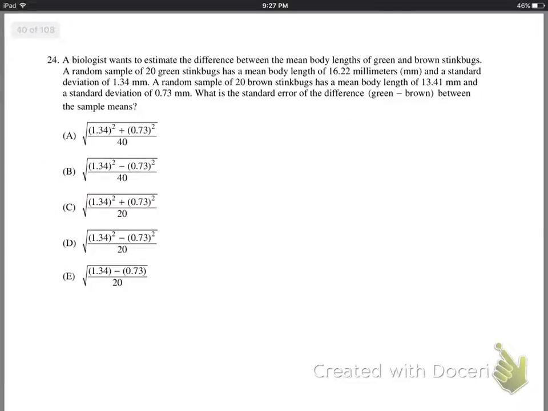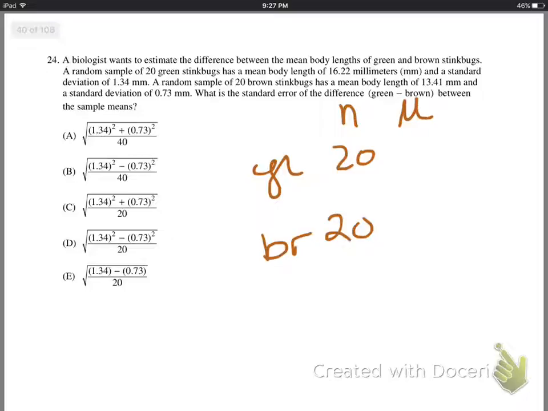Okay, so let's talk about this. We have green stink bugs and we have brown stink bugs, and both of them are 20. The green one has a mean of 16.22 and a standard deviation of 1.34. And then the brown one has a mean of 13.41 and a standard deviation of 0.73. Okay? So let's look at this here.